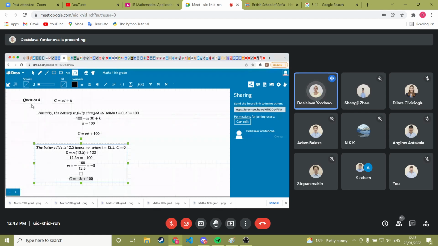So from the initial condition, we have that k equals 100. For the fact that the battery life is 12.5 hours, we use it to find m. And this negative 8 means that the battery loses 8% per hour. Right? Yes.